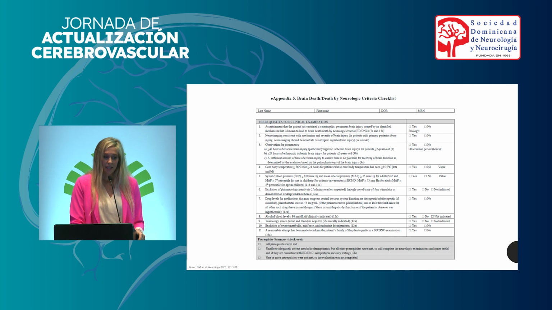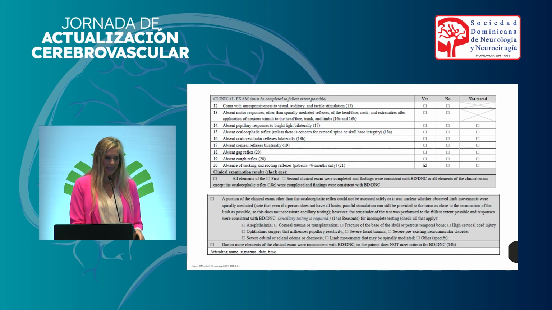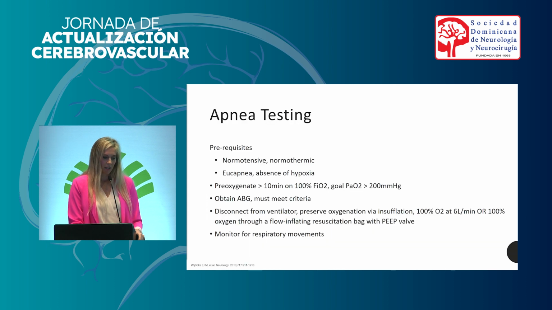Also included in the guidelines are these wonderful summaries and checklists. When I was creating our hospital policy, I worked directly off this checklist, and as I'll show you, we created a navigator within our electronic medical record, so it's as simple as possible for people to move through things without missing anything. This is just an extension of the checklist showing what you need to do for your clinical exam, and it also goes through making sure you've assessed for confounding factors. In terms of apnea testing, as we mentioned, people have to be normothermic and normotensive, and you have to start with a normal arterial blood gas.